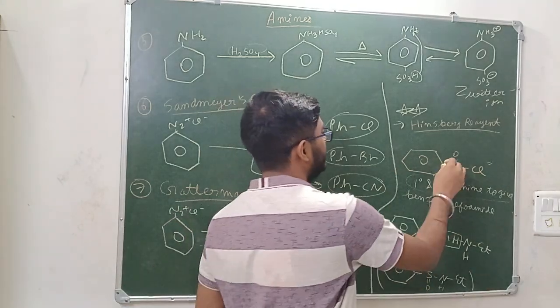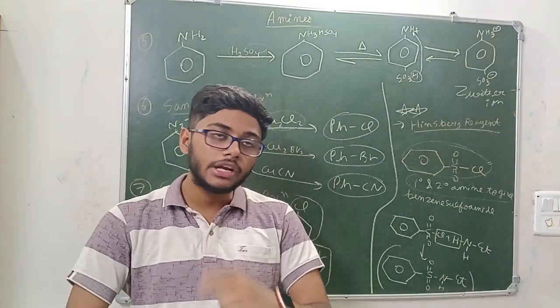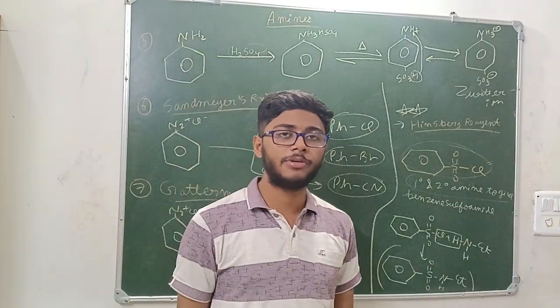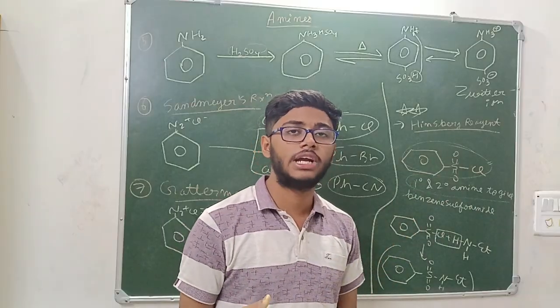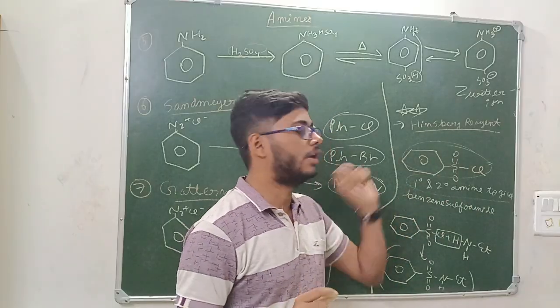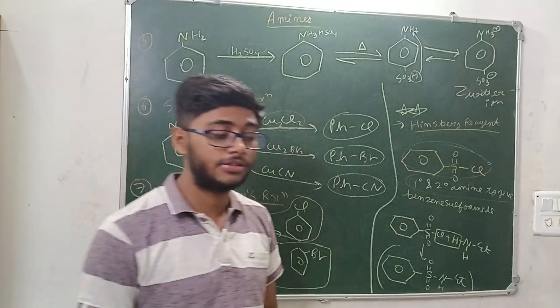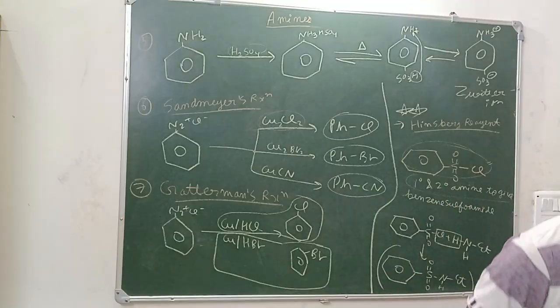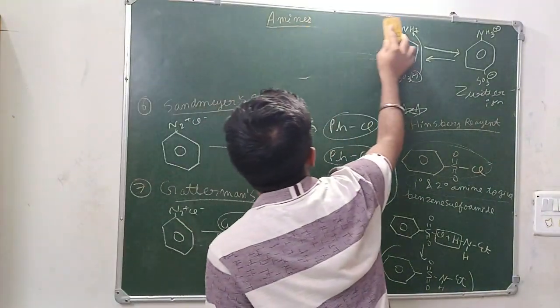Benzene sulfochloride is another name of Hinsberg reagent. If they write Hinsberg reagent, you have to just draw this. Otherwise, they can also write it as benzene sulfochloride. Okay, you can note down these important things, and we will go to the last reaction of this topic, and this series will be over.